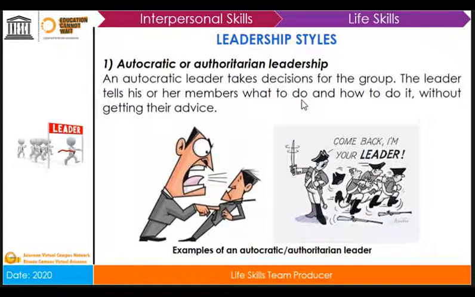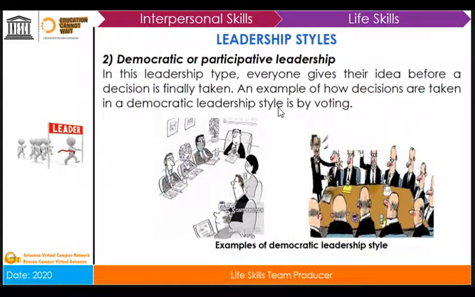Now, look above. There you will find an example of an autocratic or an authoritarian leader. So, from the images above, it tells us that an autocratic leader is someone who can use force to get his members to action.